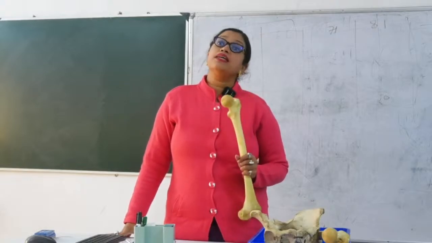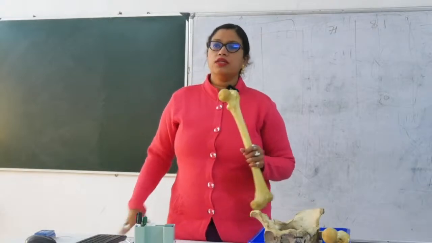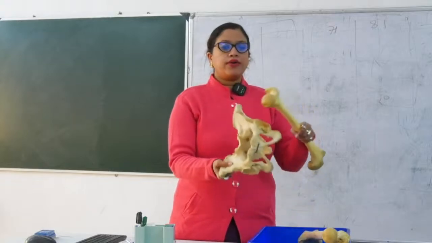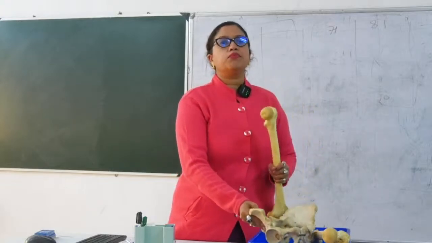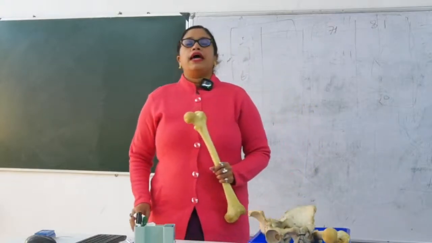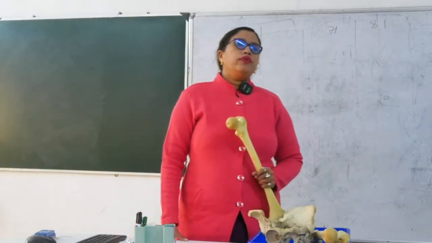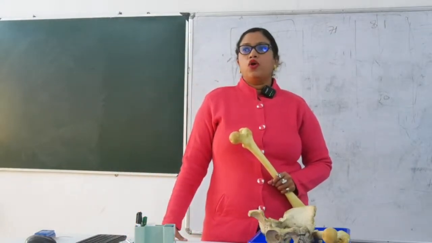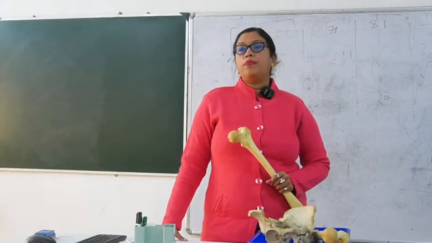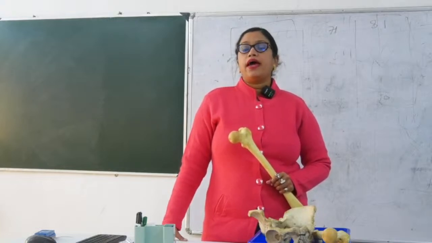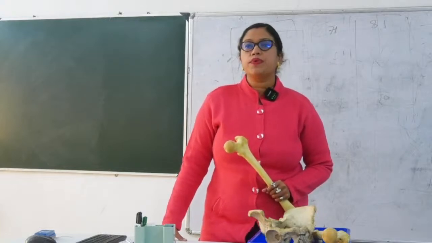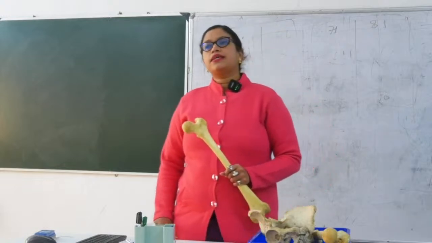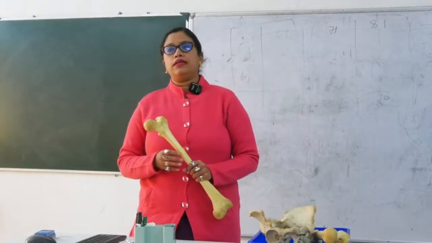Both are acetabular branches, because where is it articulating? With the acetabulum. So acetabular branch of number 1, obturator artery, and medial circumflex femoral artery.